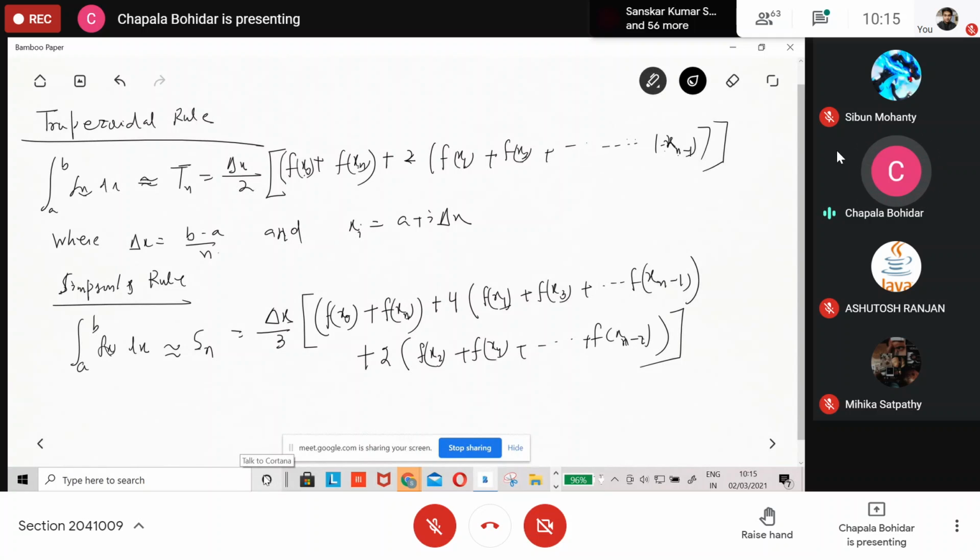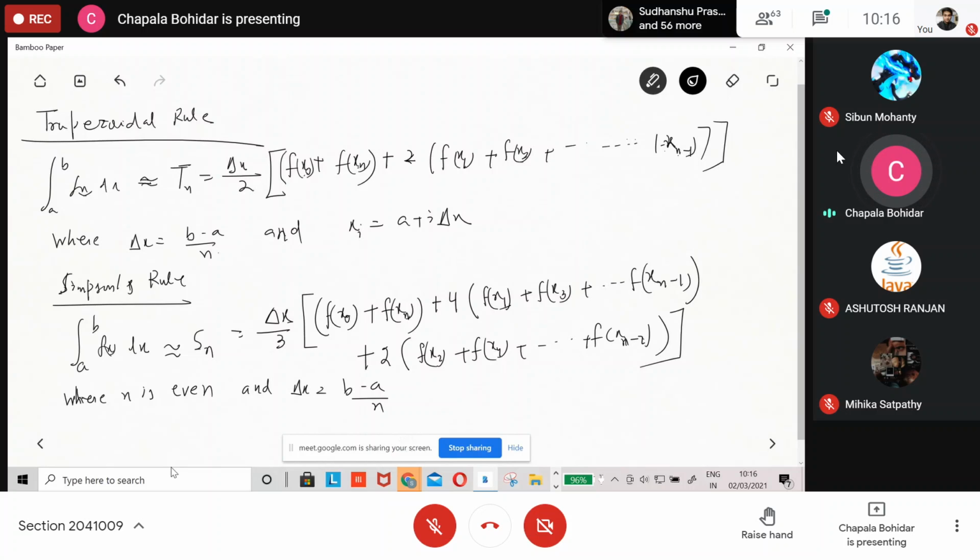Okay, this is your formula for the Simpson rule. This is also called the Simpson one-third rule. Here n must be even, always, for the Simpson rule, otherwise you cannot solve it using the Simpson rule. And you know your del x is equal to b minus a by n. This is the formula for the trapezoidal rule and Simpson rule.